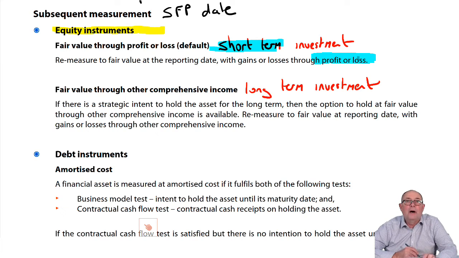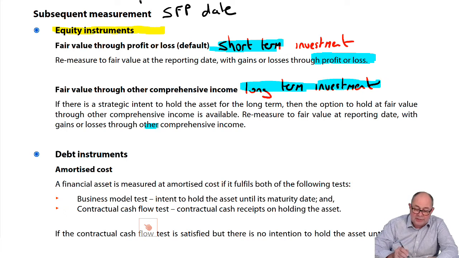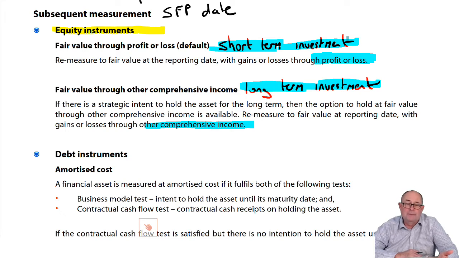If, on the other hand, you're buying the shares as a long-term investment, as you would be, for example, if you were buying shares in a subsidiary company, gains and losses do not go to profit and loss. We don't want the profit and loss being distorted by day-to-day movements on the stock market. So gains and losses are stored separately, and the treatment is very like the revaluation of PPE. Gains and losses on PPE, as you know, go to OCI. Gains or losses on long-term investments, once again, go to OCI. Short-term investments, gains to profit and loss. Long-term investments, gains to OCI.